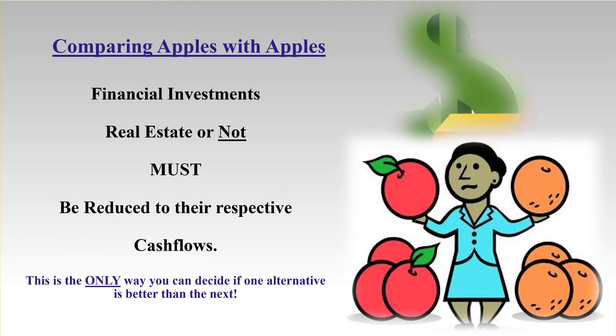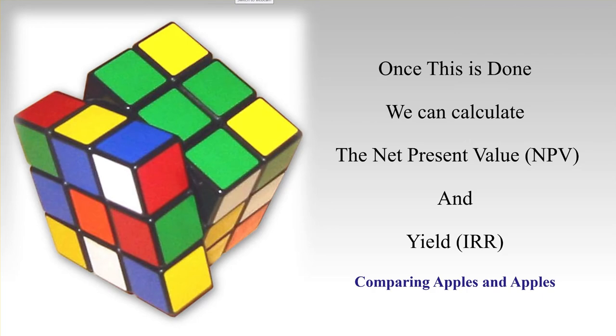One thing is for sure, it is wrong to compare apples and oranges. We must compare apples and apples. To do this, we must reduce our investments to their respective cash flows. This is the only proper way to base your investment decisions on. And once this is done, meaning once we have our net present value and the internal rate of return, we're on our way to comparing things apples and apples.